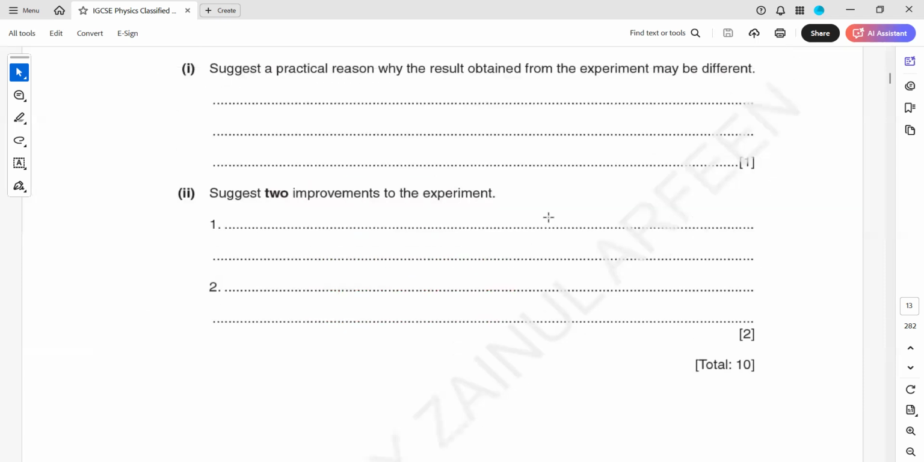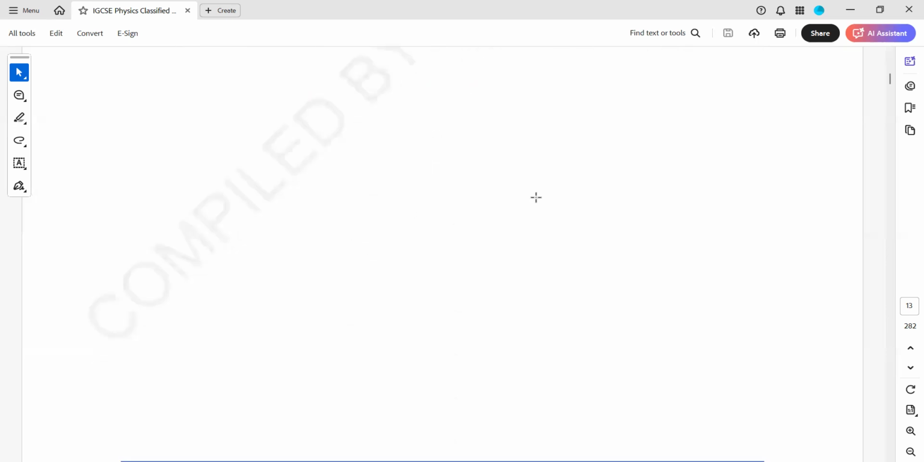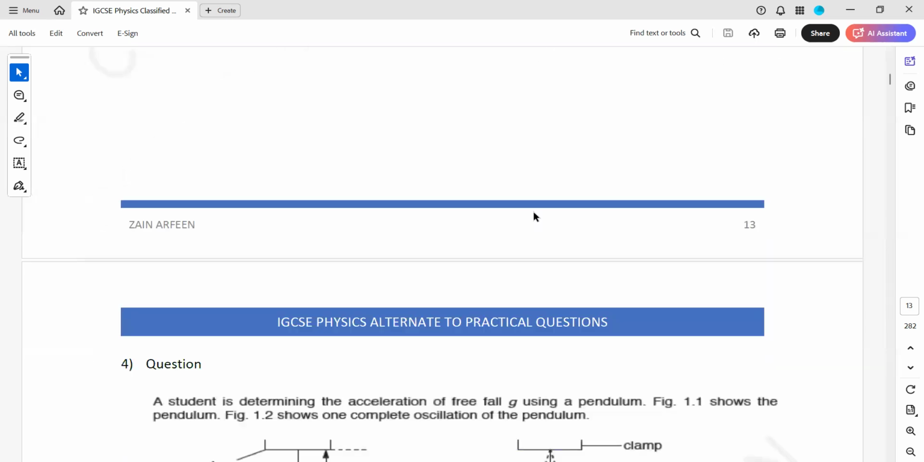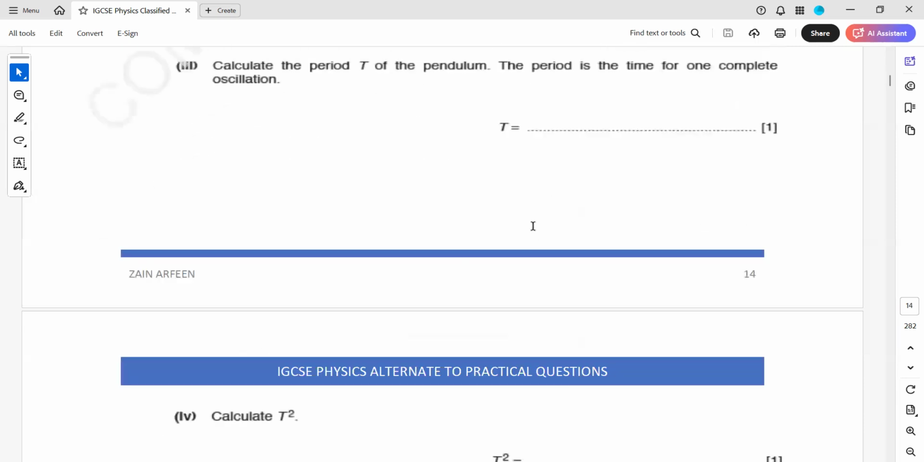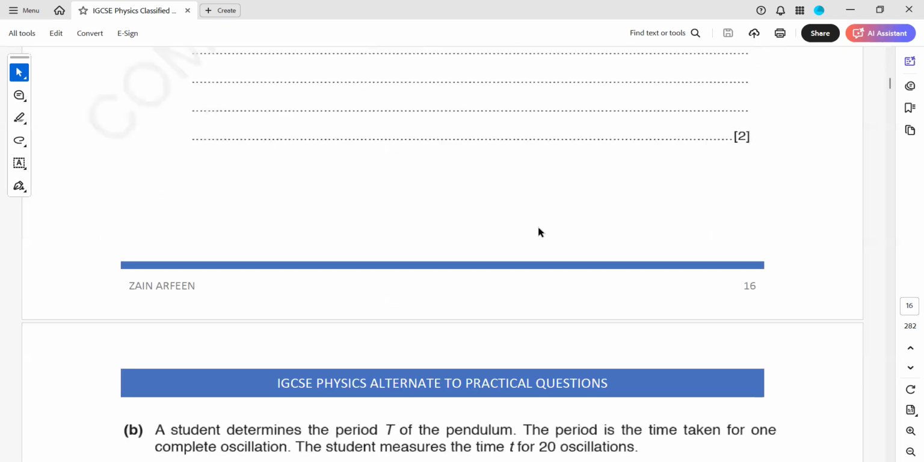So this was an alternative. Look, we did two types of questions, but I want to do the third one as well, in which we plot a graph. I'm directly jumping to the graph question.